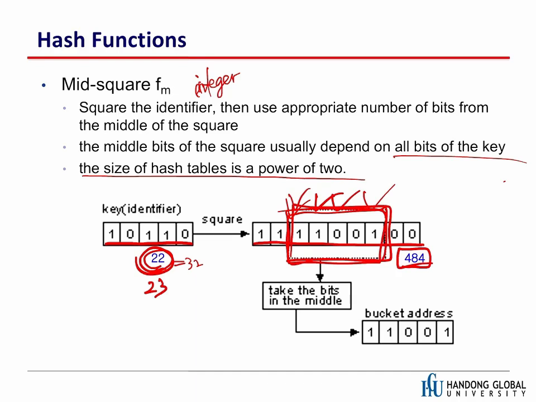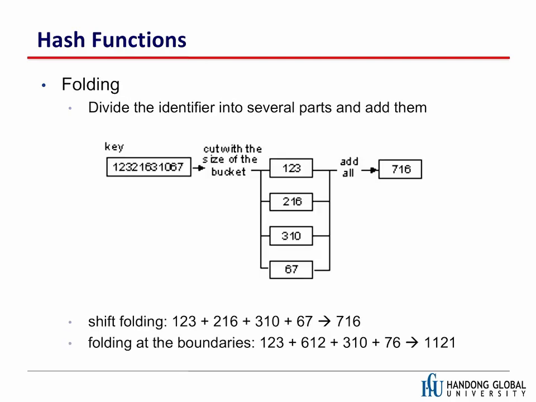Okay, that's why we do this, hoping to distribute the keys evenly on the buckets. Okay, and the next one is another simple trick, which is folding. Divide the identifier into several parts and add them. So this one is our integer.